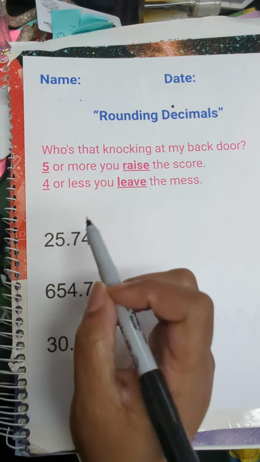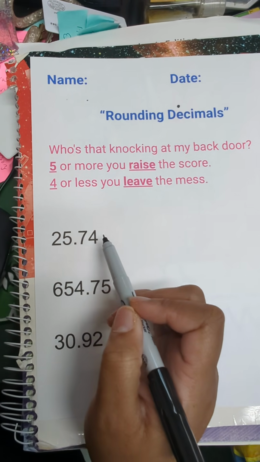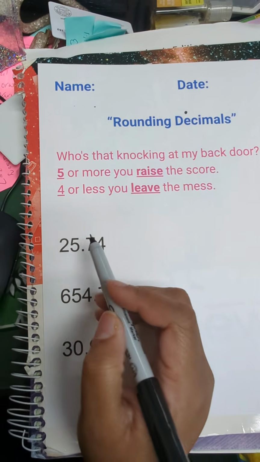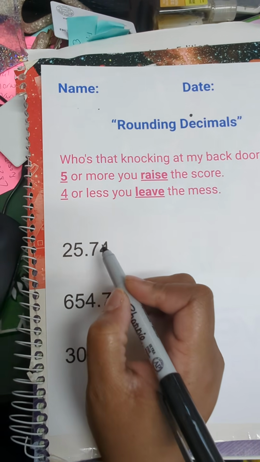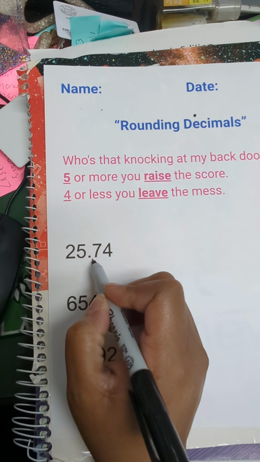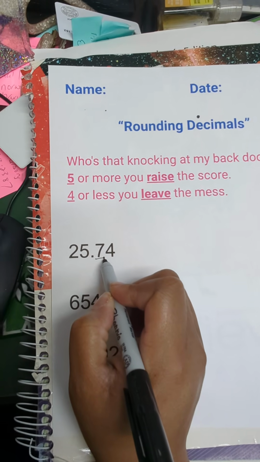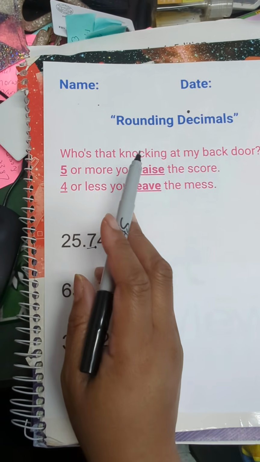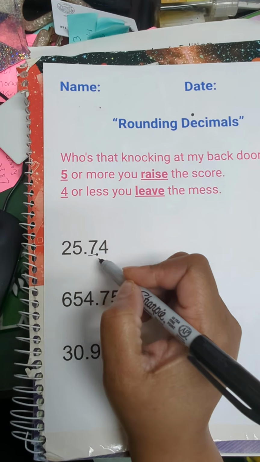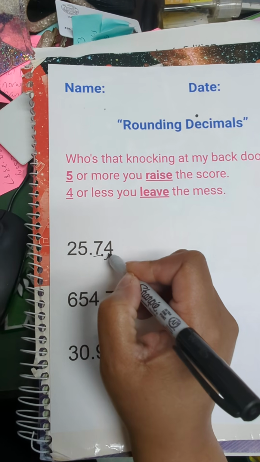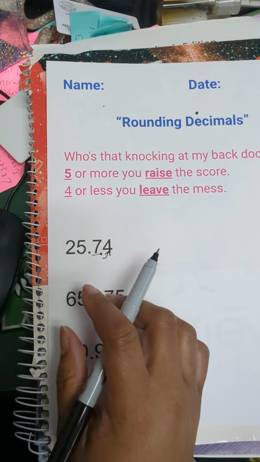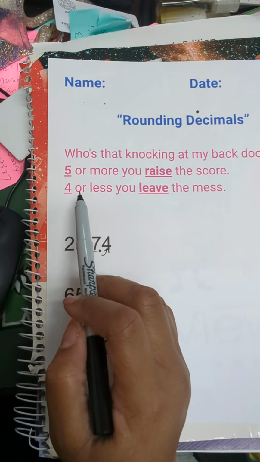So let's look at the first example, 25 and 74 hundredths. If the system is telling us to round to the nearest tens place, we want to go in and identify the digit that's in the tens place, and you're going to ask yourself, who's that knocking at my back door? Who's that knocking at the back door of the tens place? It is a 4. So then you have to do your comparison.